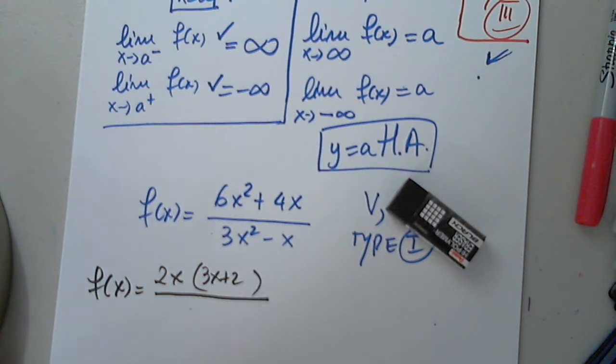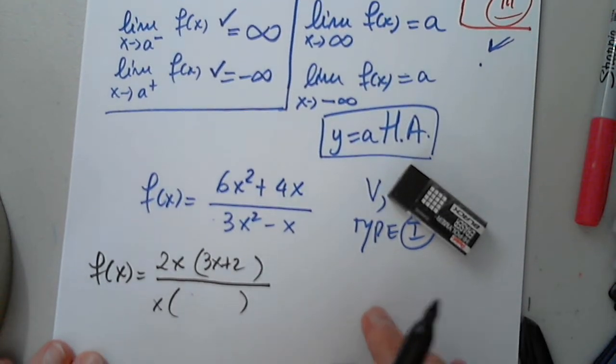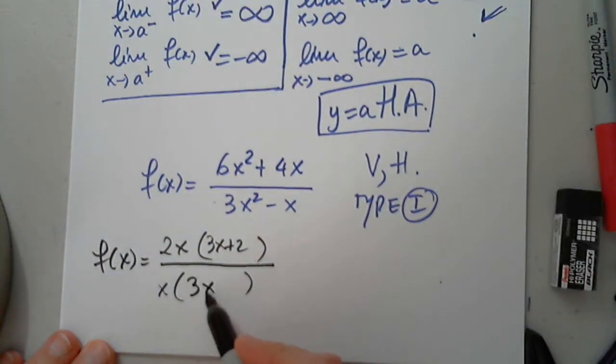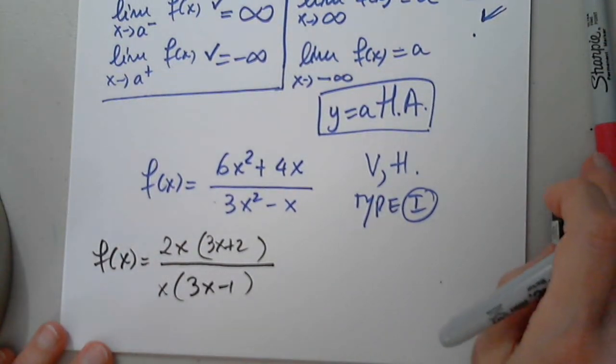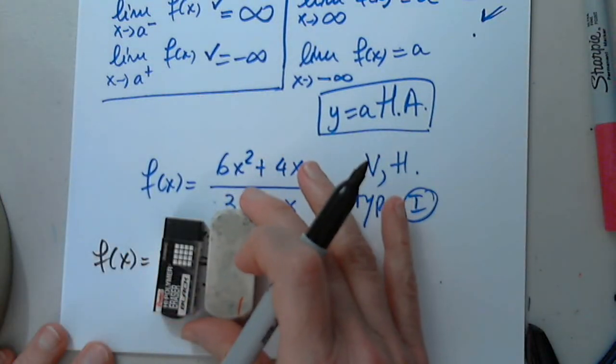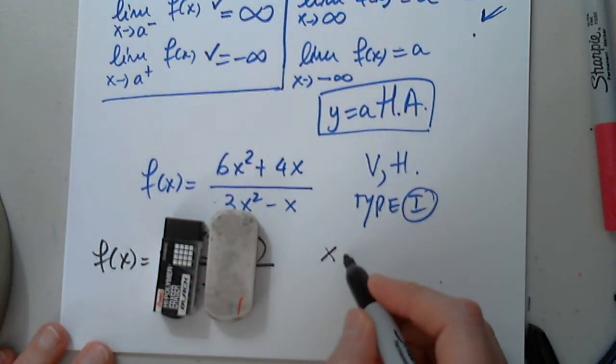What about the denominator? Factor out x. Yes, factor out x. And what is left? 3x minus 1. Perfect. Do not attempt to do anything before you state the restrictions. Do not touch anything.